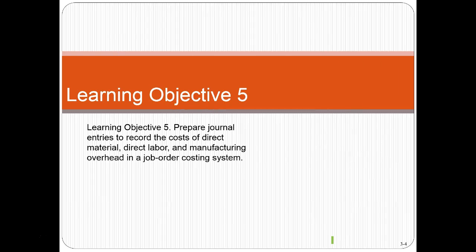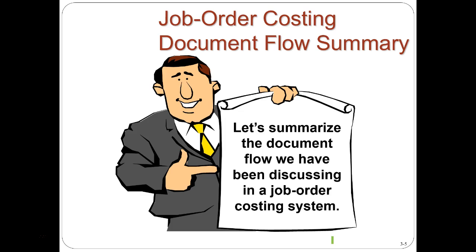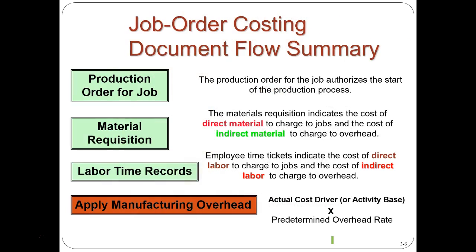Objective number 5, prepare journal entries to record the cost of direct materials, direct labor, and manufacturing overhead in a job order cost system. So, job order costing document flow summary. Let's summarize the document flow we have been discussing in a job order cost system. So remember, we're talking about the inventory, the asset, the production of the inventory in a job order cost system. We're making something that we do plan to sell, of course.